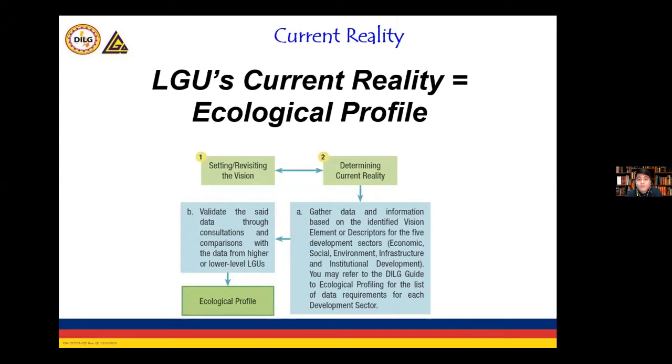Okay, so from revisiting the vision, we now determine the current reality. So sabi dyan, gather data and information based on the identified vision element or descriptors for the 5 development sectors. So you may refer to the ALG guide. So later on, madidiscuss natin ano ba yung outline, no? Especially yung modified na ecological profile kasi risk-informed na tayo, dapat yung ecological profile, from that moment na gumawa kayo ng eco-profile, risk-informed na rin. Okay? So, validate the said data through consultations and comparisons with the data from higher or lower level LGU. So, data validation, that is very important. Okay?